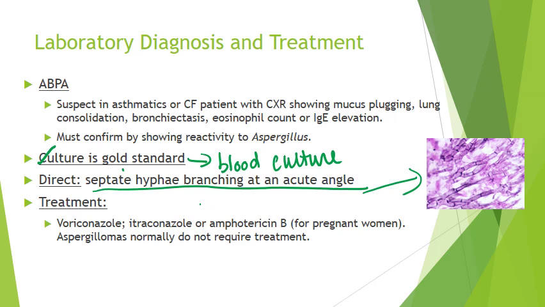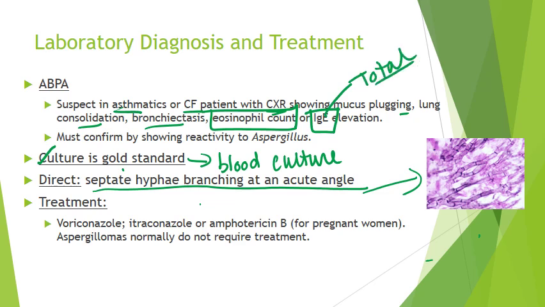ABPA, first, you're going to start by just suspecting it. And you suspect it in certain types of patients, right? We suspect it in asthmatics. We suspect it in CF patients. And then there are a couple things that will kind of add weight on that side, like a chest x-ray that shows mucus plugging or lung consolidation or bronchiectasis, along with an elevated eosinophil count or an elevated IgE in the serum. And that's just total IgE at this point.